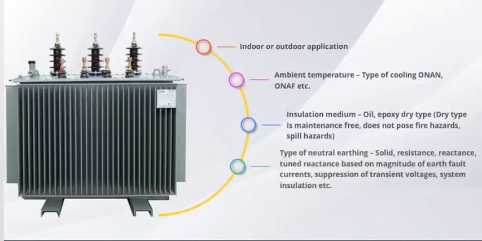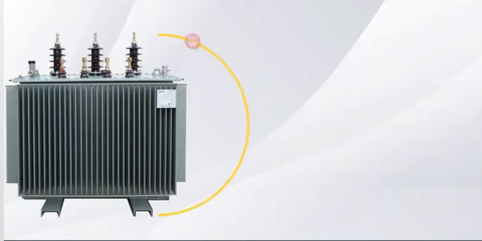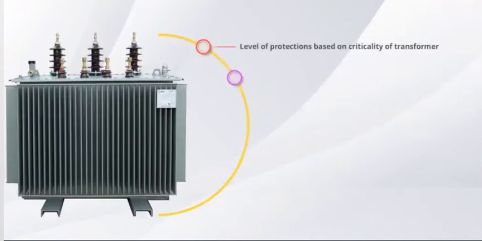Type of neutral earthing: solid, resistance, reactance, tuned resistance, based on magnitude of earth fault currents, suppression of transient voltages, system insulation, etc. Percentage impedance from the point of reducing fault levels. Higher percentage impedance reduces fault levels. Level of protections based on criticality of transformer.